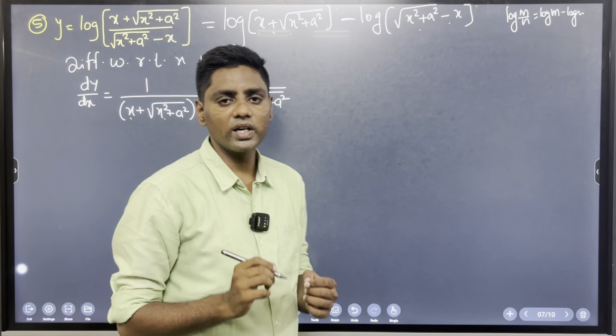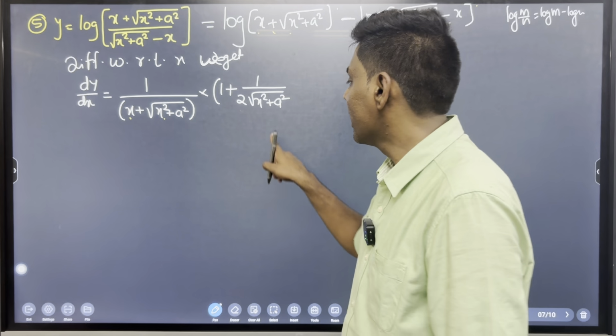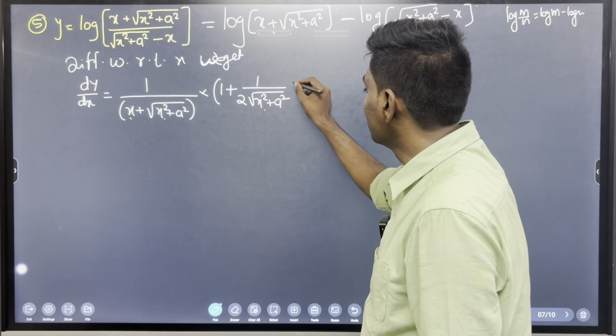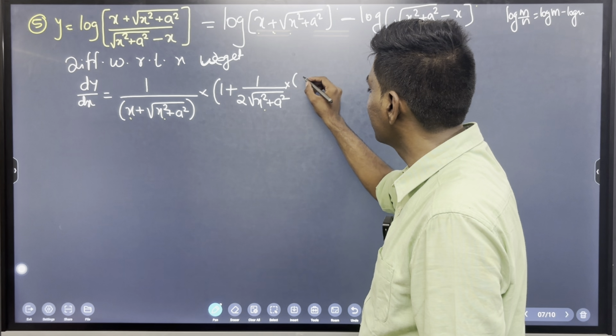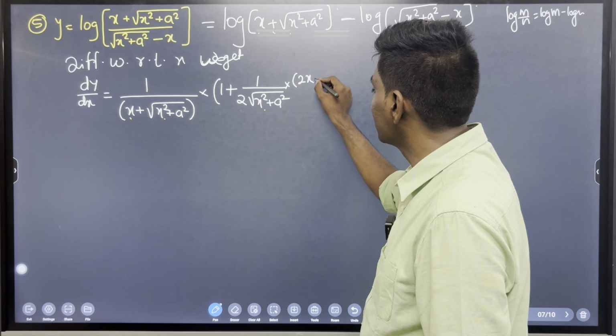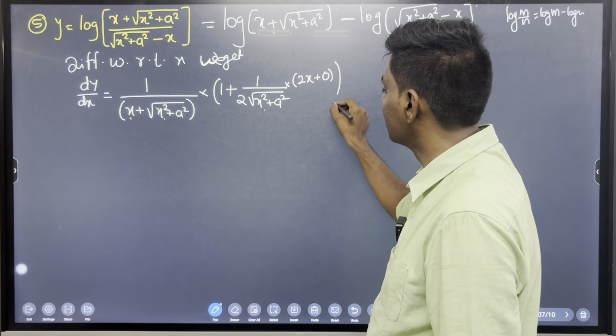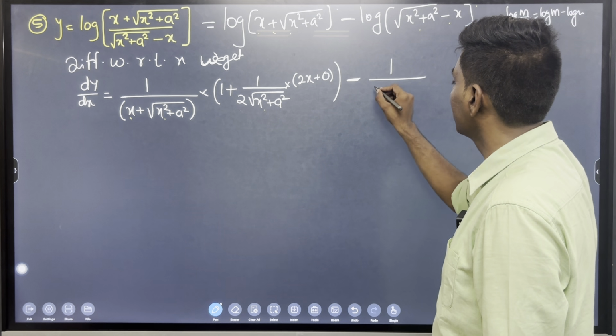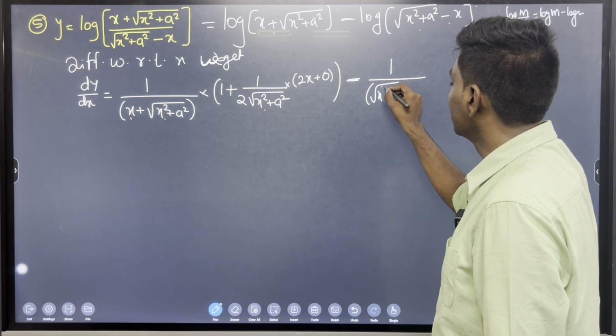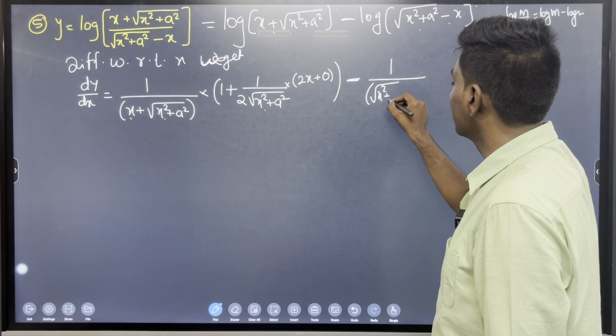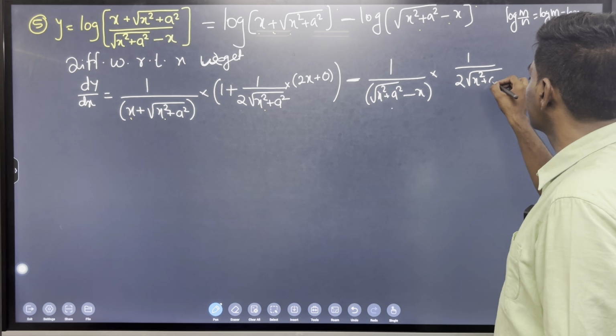Remember the derivative of root x is 1 by 2 root x, and again taking the derivative of this function, the derivative of x square is 2x, and a square is the constant having derivative 0. So we complete the derivative of the first. Next, the minus sign is there. When we take the derivative of this function, similarly the derivative of log is 1 upon under root of x square plus a square minus x, into the derivative of that function, where the derivative of the under root is 1 by 2 under root of x square plus a square.